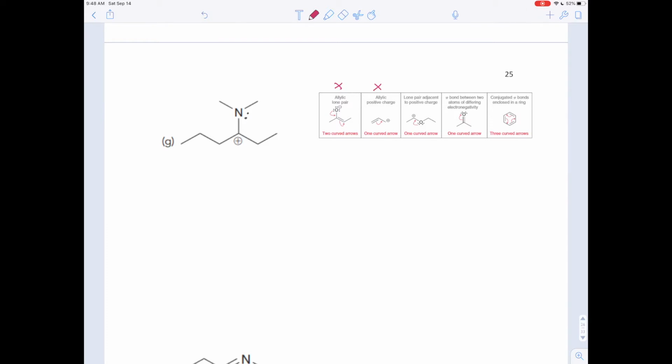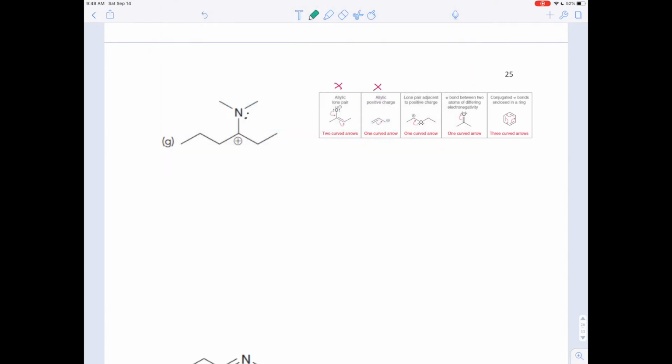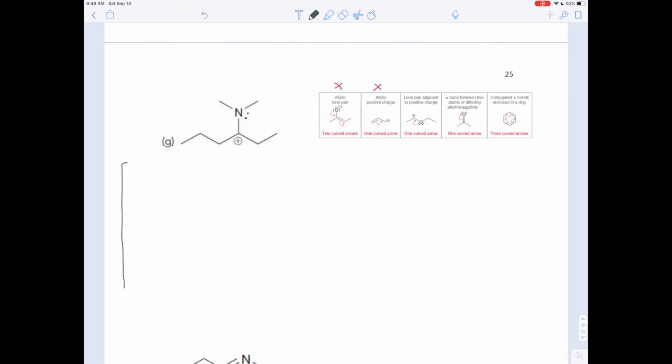How about an allylic lone pair? I'm sorry, how about a lone pair adjacent to a positive charge? We do have that. This lone pair right here is 1 atom away from an atom with a positive charge. So this is a resonance pattern. So we definitely have resonance, so we'll draw those big brackets that warn people that no individual structure we draw inside of them is the true structure. The true structure is the average of them all. So we'll draw our first molecule here.